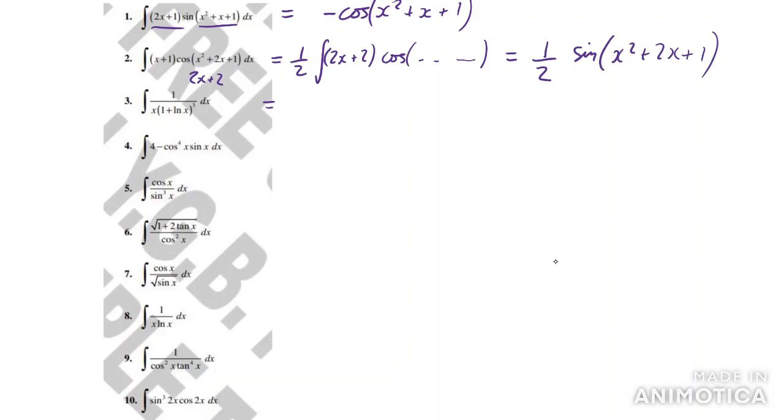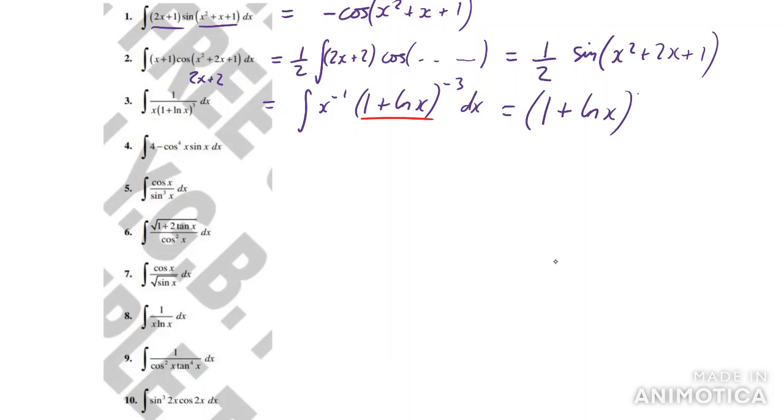This one, well, that doesn't look like the form we want, so let's write it as x to the minus 1, 1 plus ln x to the minus 3, and this differentiates into 1 over x, so we've got the perfect differential already. So we can just say, okay, well, it's very obviously the power form, so it becomes 1 plus ln x to the minus 2 over minus 2.